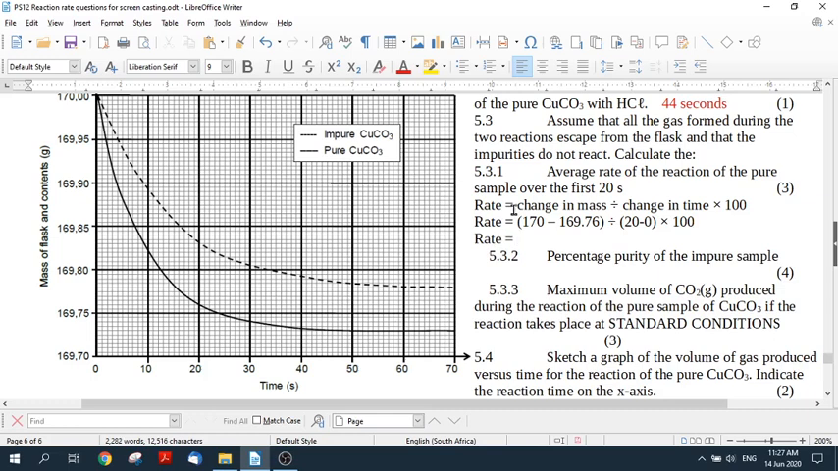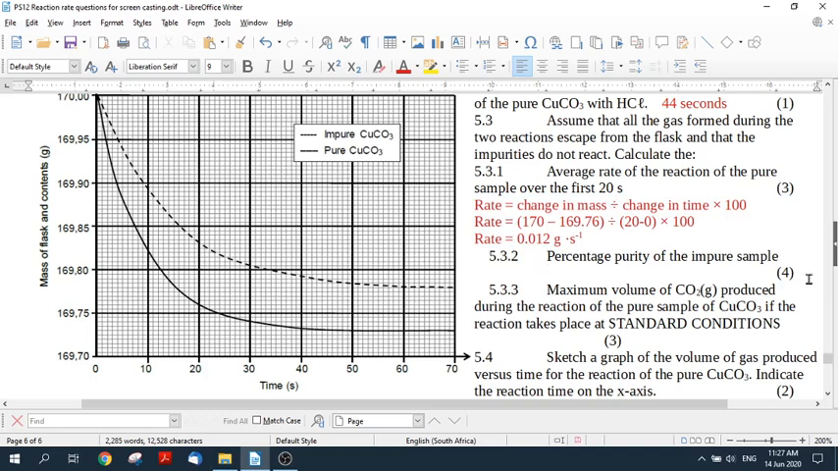So if you plug those things into your calculator, you should end up with 0.012 grams per second. Okay, so that is going to be the average rate. Remember, this is a curve, and so the average rate is drawn by that straight line between the 2 points.